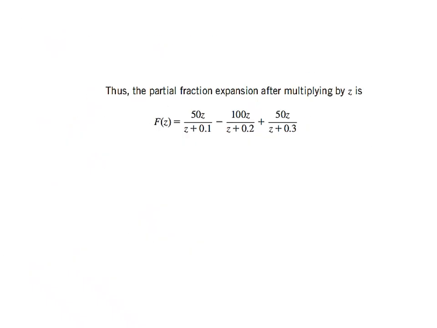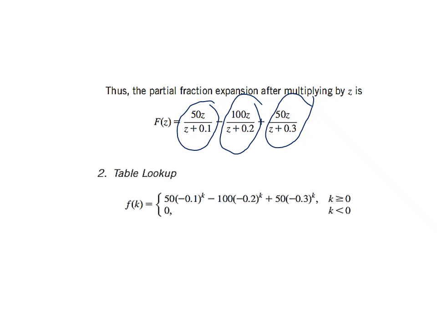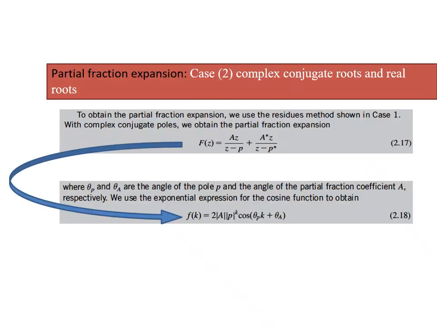Then we substitute each of them. We multiply by z. We get 50 times z divided by z plus 0.1, negative 100 z divided by z plus 0.2, and the third term, which is 50 z divided by z plus 0.3. We get the inverse z transform, which is 50 times negative 0.1 power k, negative 100 times negative 0.2 power k, and 50 times negative 0.3 power k for k bigger than or equal to 0, and 0 otherwise, for k smaller than 0.